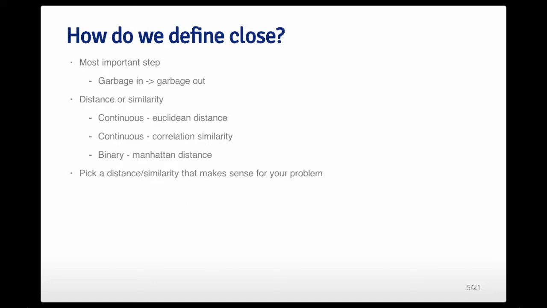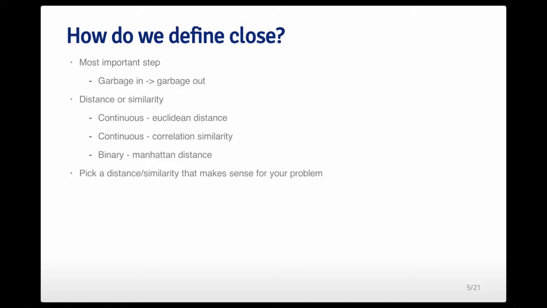Arguably the most important question to resolve in a hierarchical clustering approach is to define what we mean by close. Because if you have a definition that doesn't make sense for your problem, then you just get garbage in, garbage out, right? So if you have a distance metric that doesn't make sense, then the results that you get will be relatively meaningless. There are a few examples of distance metrics that are used out there. Probably the most familiar distance metric is the Euclidean distance, which is just the straight line distance between any 2 points.